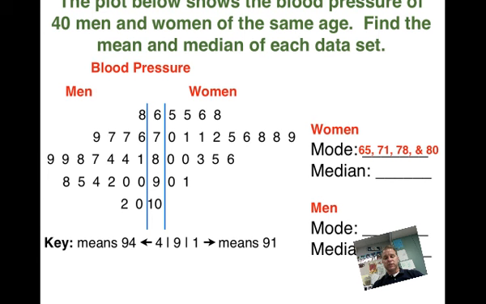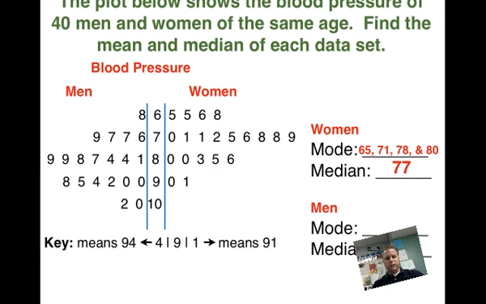So we got 65, 71, 78, and 80. It looks like they all happen 2 times, so that's not a great thing. You usually just want one number. And our median is 77.